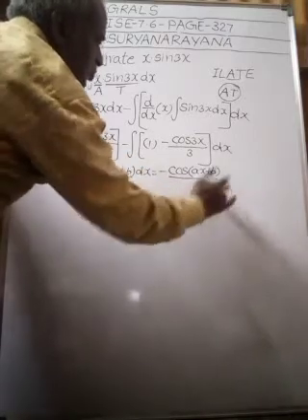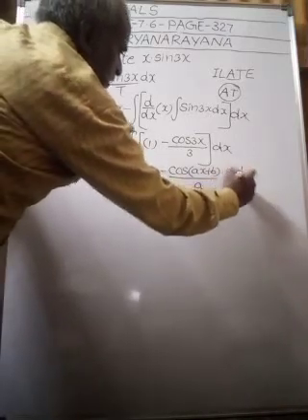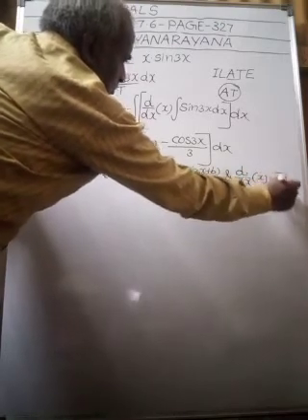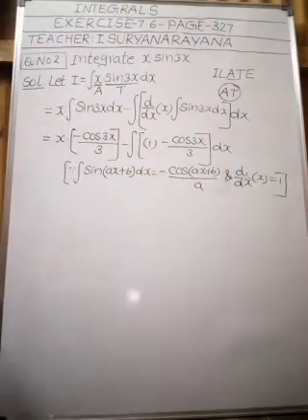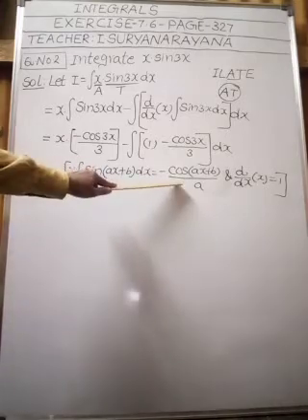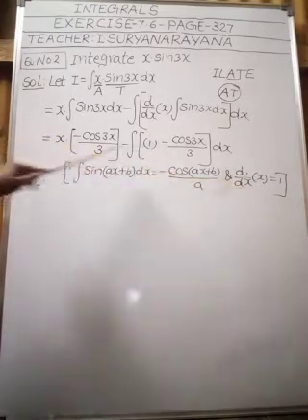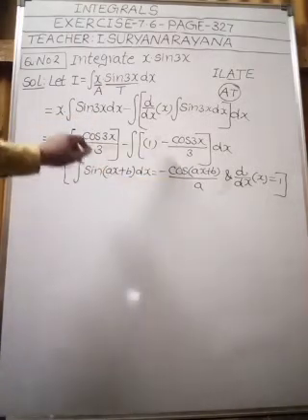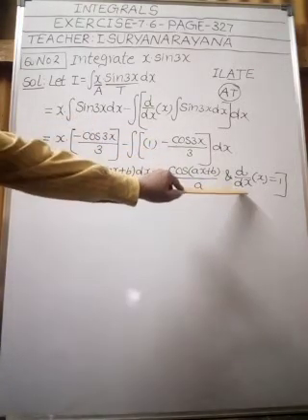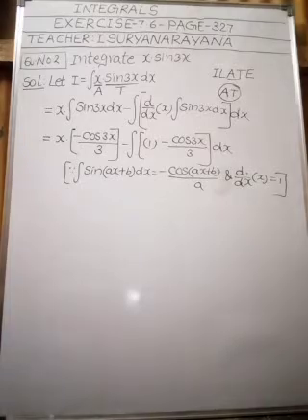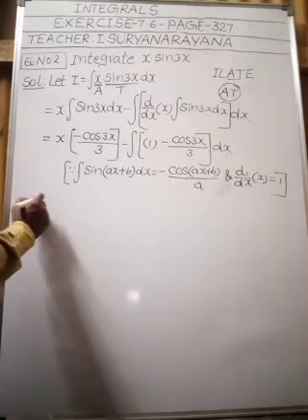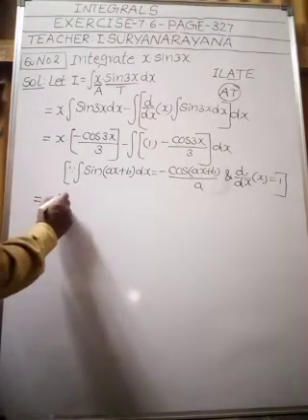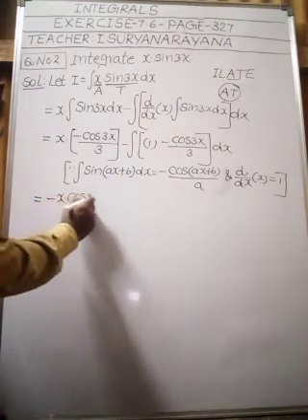Differentiation formula also used, and d by dx of x is equal to 1. In this step, we used this integration formula and this differentiation formula. Okay, my children, for this one we used this formula, and for this part we used this formula. Understood the step, my children? Right. Now let us simplify this first term. What will you get? Minus x cos 3x by 3.